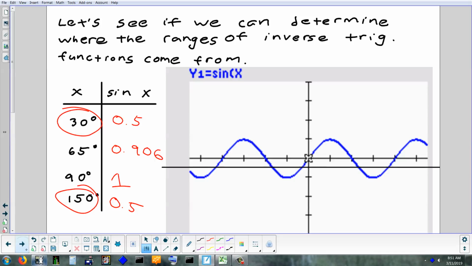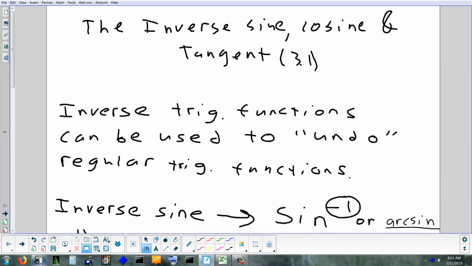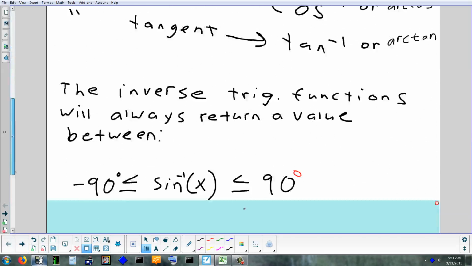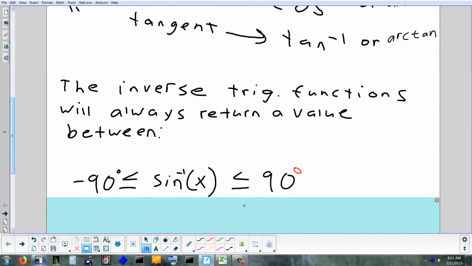I'm going to go right back to that. And now, I want to look at why. Why are they between negative 90 and 90? Well, I'm going to show you guys a table. And I'm going to show you a problem that we run into if we don't let the answers be between negative 90 and 90.